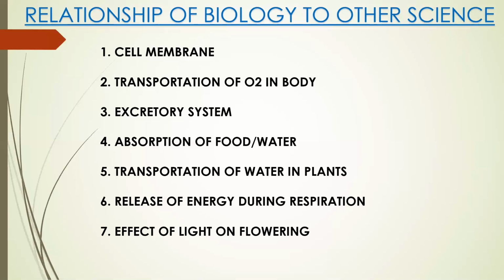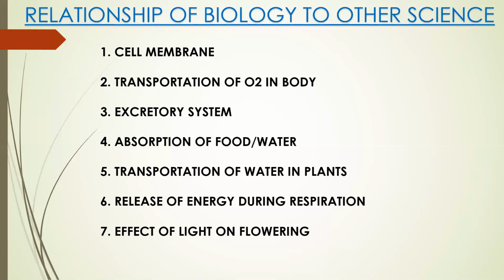The last one is the effect of light on flowering. So how is light acting on the flowering of the plant, and how is this important for the flowering of the plant? Because the light which is falling on the plant is absorbed by the flowers, because different lights have different wavelengths. Based upon those different wavelengths only, the plant absorbs the light. Now, about the light waves and the wavelengths, you will learn in physics again.